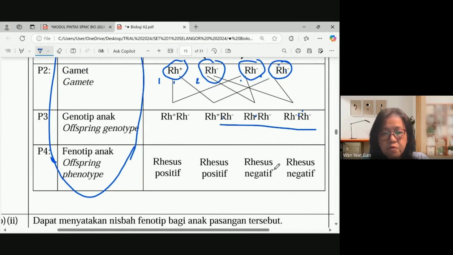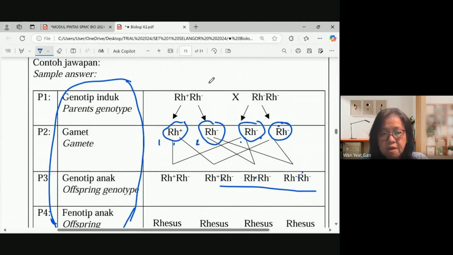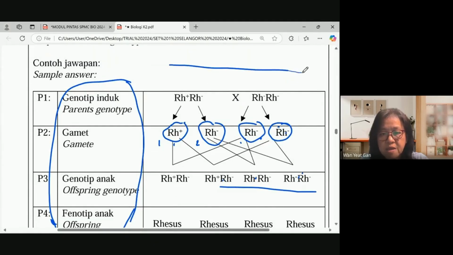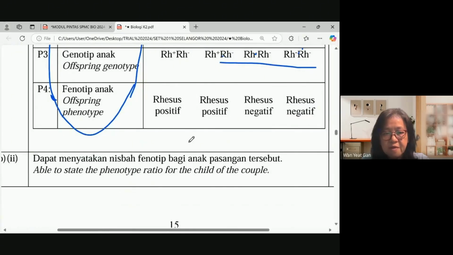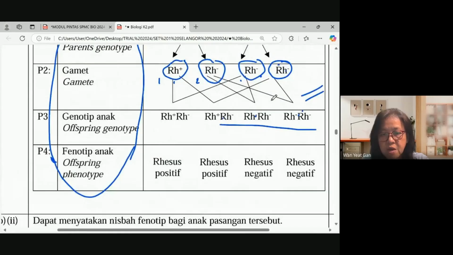Now, if you don't write the sidebar here and just write this part here, you will not get any marks. Okay, so if you want to get full marks, you need to write the sidebar here corresponding to the crossing here. Then give the phenotype: rhesus positive, rhesus positive. These two are negative, so rhesus negative, rhesus negative.